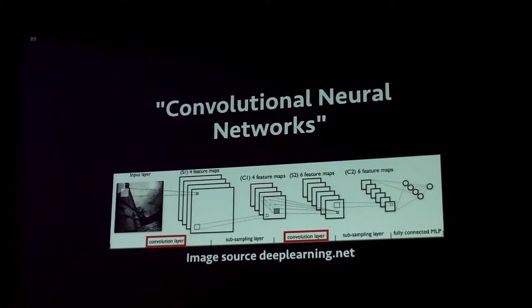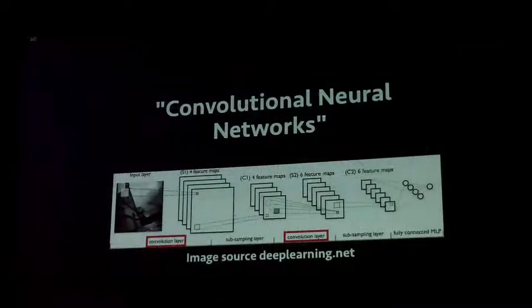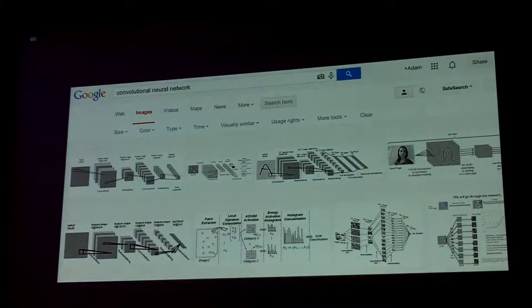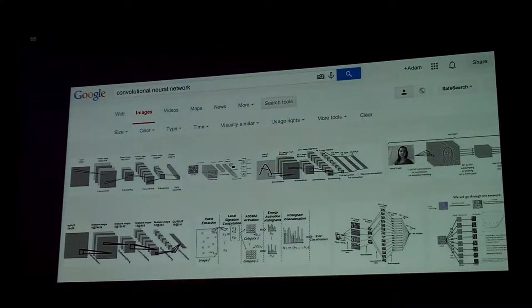Right, you can see our buddy convolution hanging out in this little diagram here. And in a really funny meta way, if you take this image and do an image search on Google, it's like, yeah, that's a convolutional neural network, I know what those diagrams look like. And you get these other diagrams of other convolutional neural networks that people are working on.